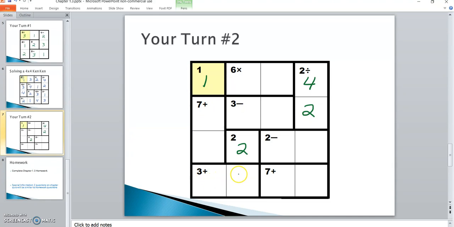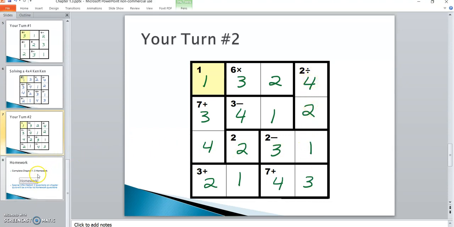And right here, I would have to put a 1 and a 2, because those are the only two numbers left to add to 3, because there's a 2. And then I would need to put a 4 and a 1, because those subtract to 3, and a 3 and a 2, and at this point I can just look at all the numbers that are left. So there's just a number 1 that's left there.